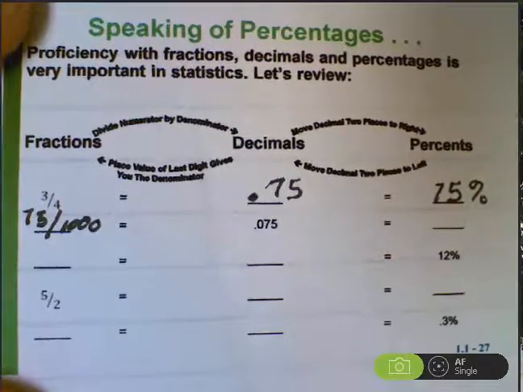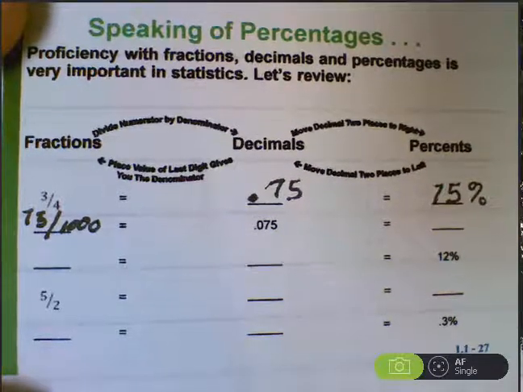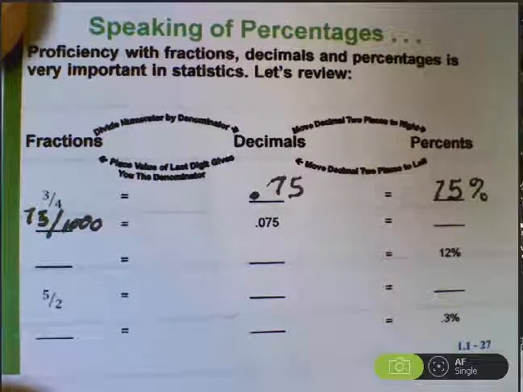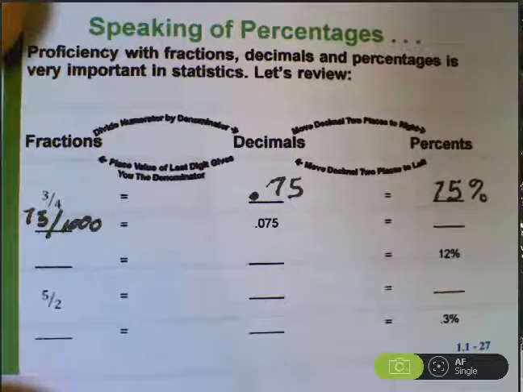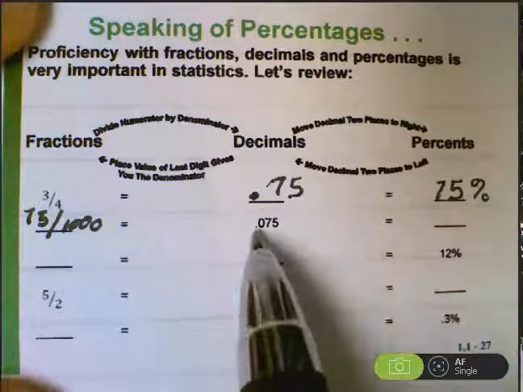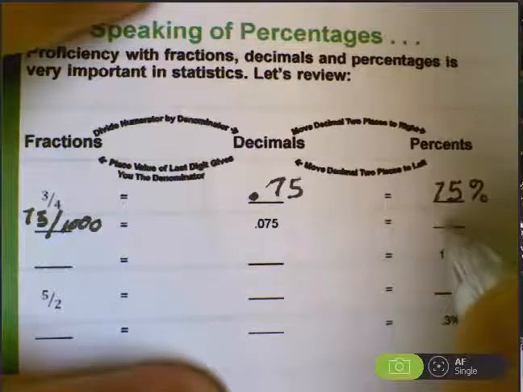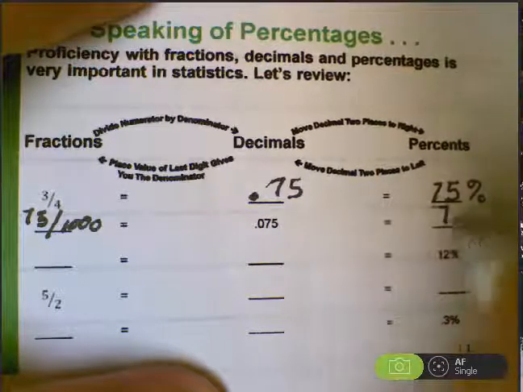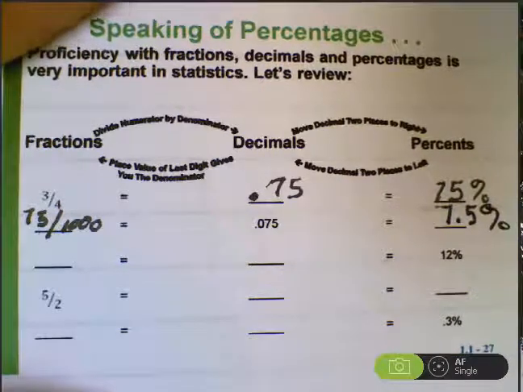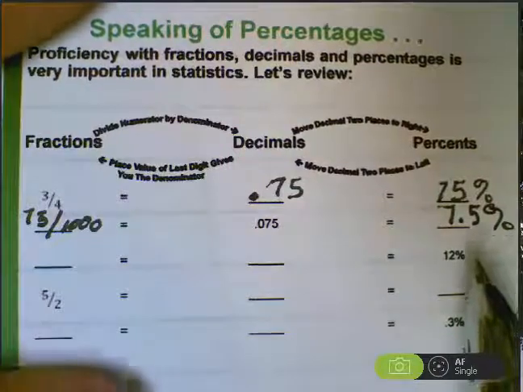And of course, if the directions on this problem said write it as a reduced fraction, then I could reduce that by dividing both numerator and denominator by 25. To change a decimal to a percent again, move the decimal 2 places to the right. If I move that decimal 2 places to the right, I get 7.5%. 0.075 or 75 1,000ths is equal to 7.5%.